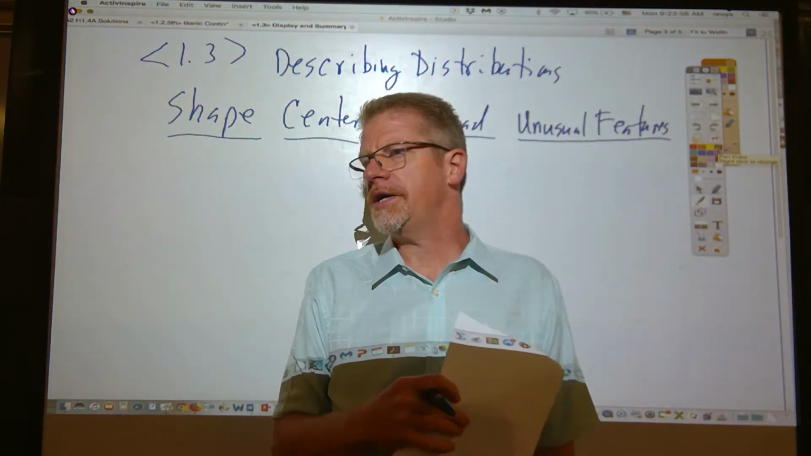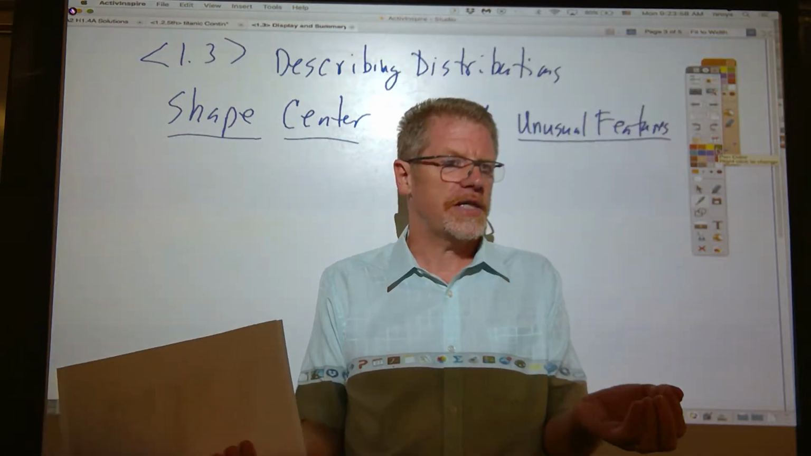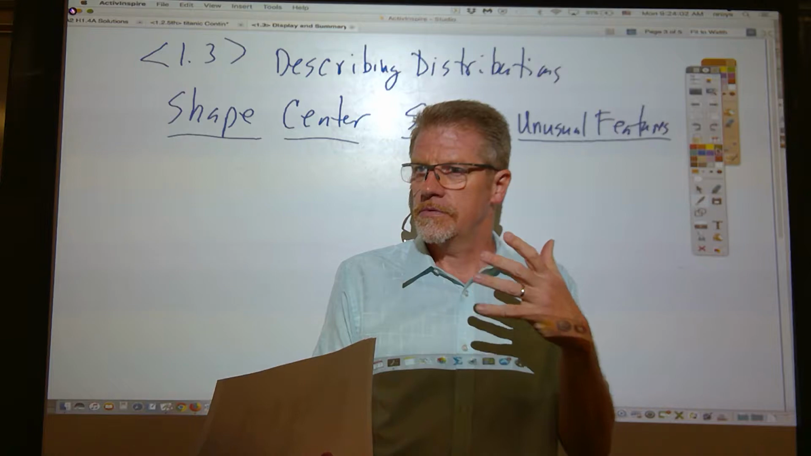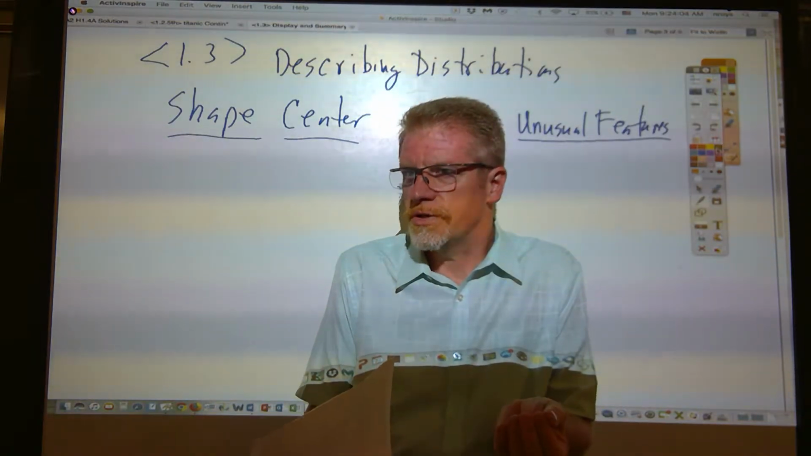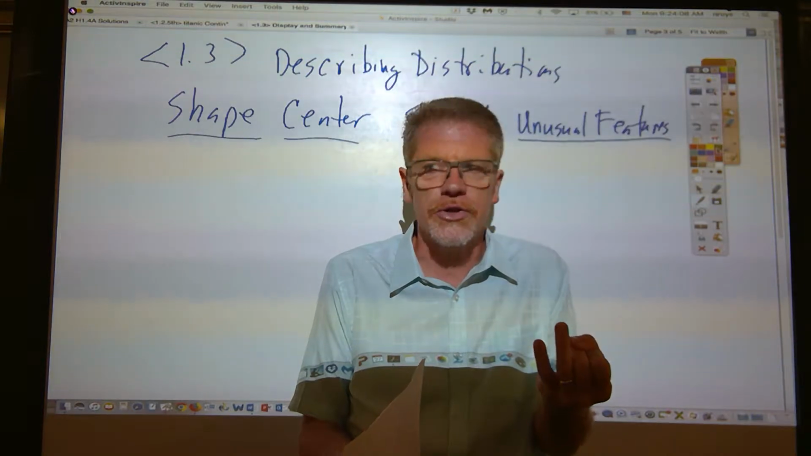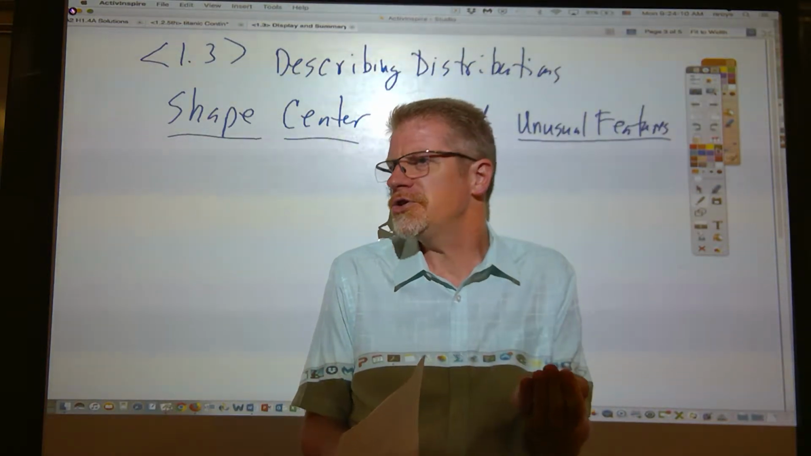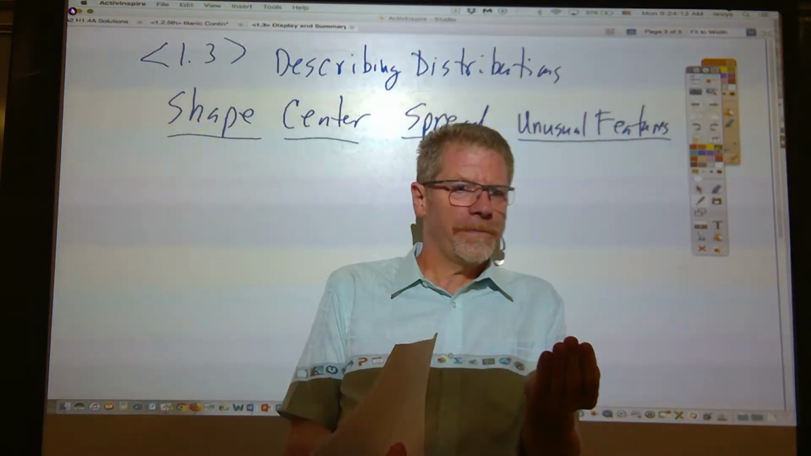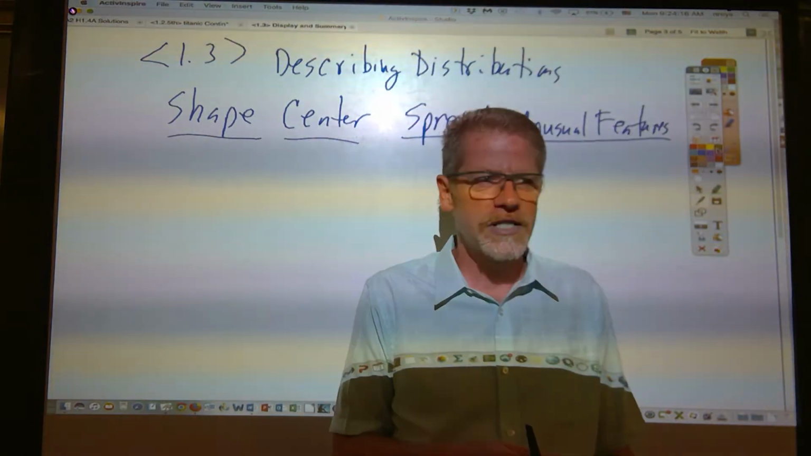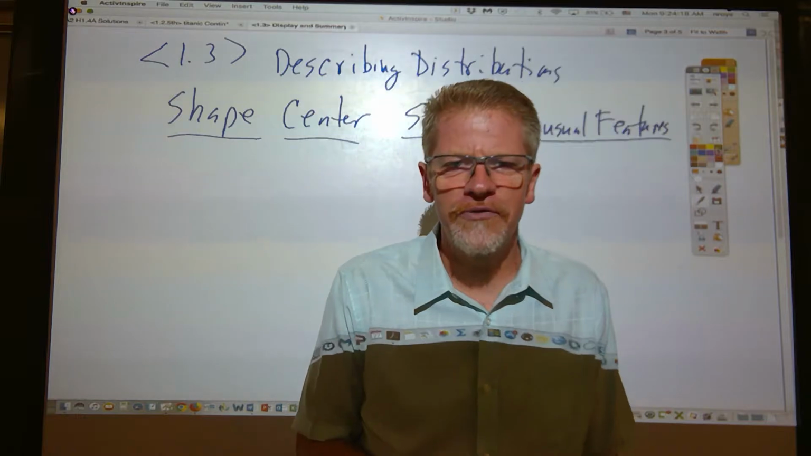When I say go, I'd like you to just out loud and in unison, would you please just repeat the mantra for describing distributions. When I say go, I'd like you to say shape, center, spread, and unusual features. Ready? Have at it. Go. Shape, center, spread, and unusual features.